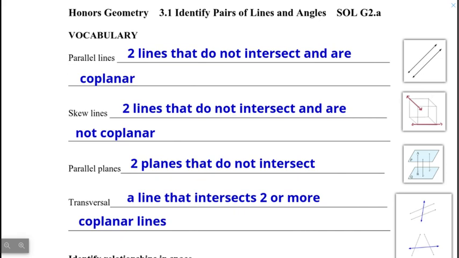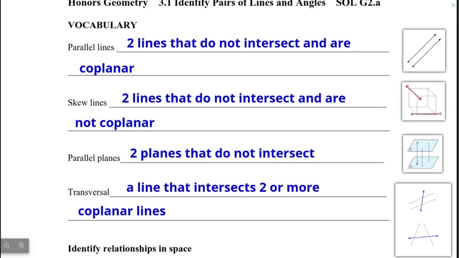Last up is transversal. So a transversal is a line that intersects two or more coplanar lines. So I have two examples drawn for you here over on the right. Notice that here we have two lines that are kind of going up from left to right. And then we have the blue transversal, which is cutting straight down through the middle. So that transversal, that line, is intersecting these other two lines that are, in this case, appear to be parallel.